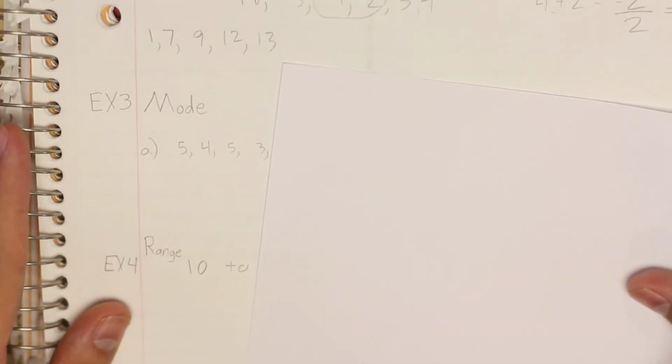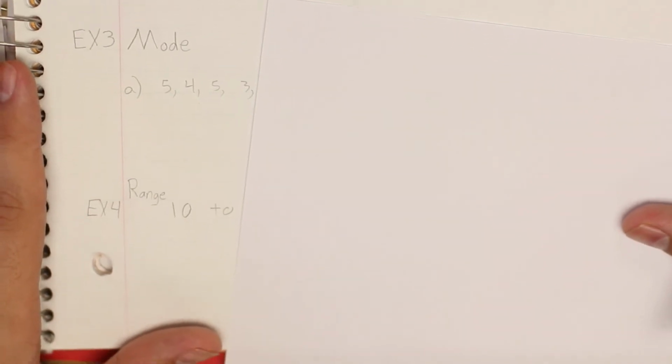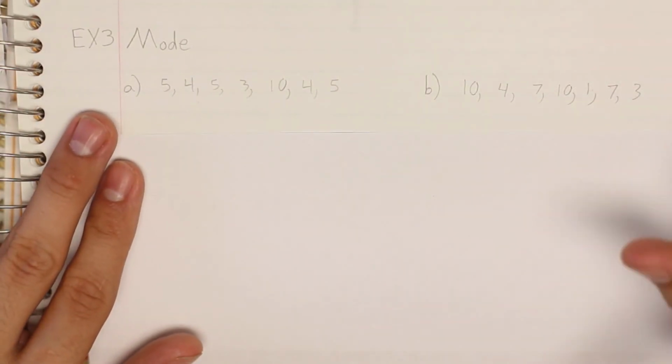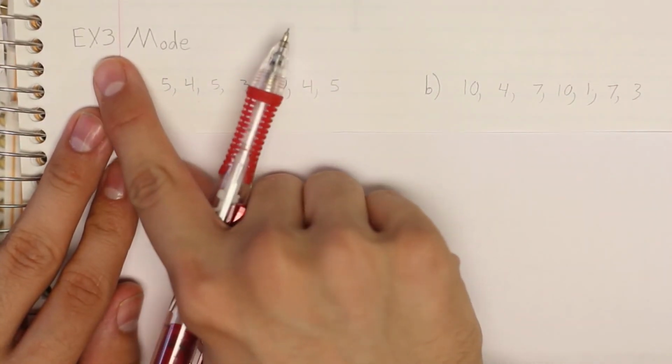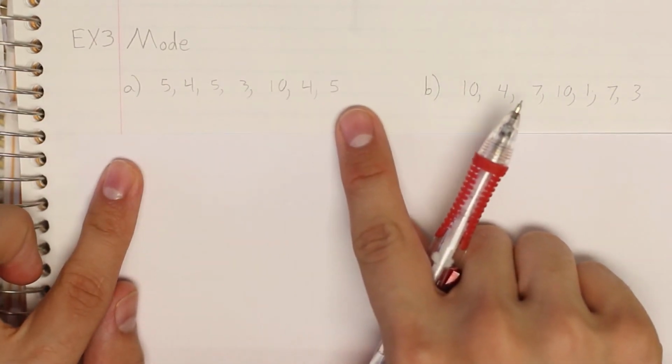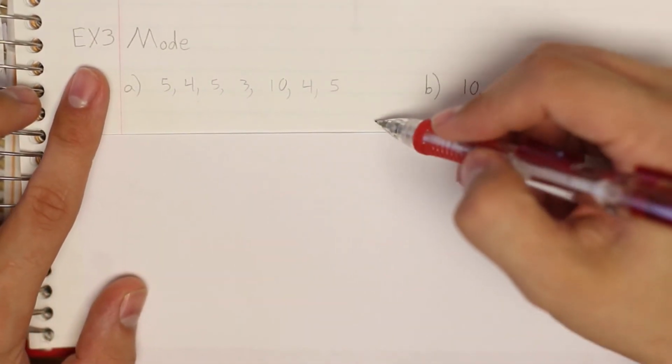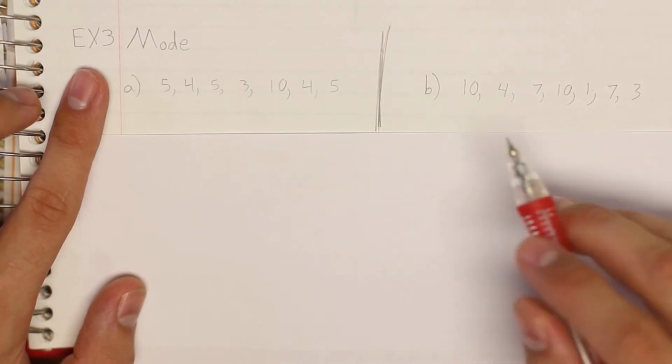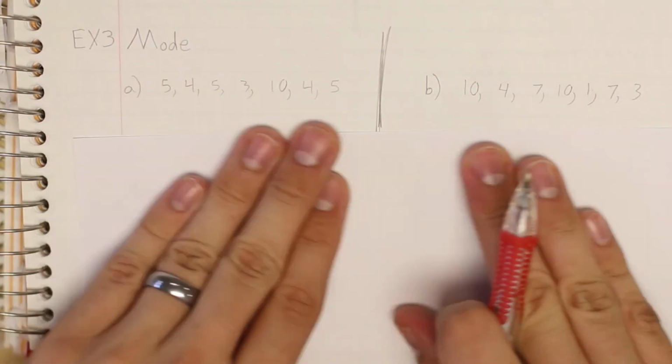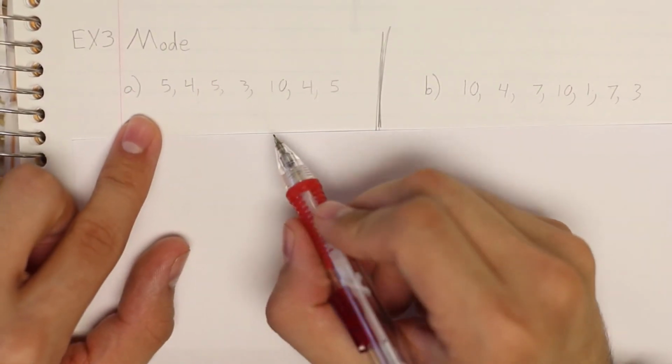Okay, the mode is probably the easiest one to find, but it's also real easy to make some mistakes on, so please pay close attention. Here, for our first example, we have example 3A, okay? So that's all of this right here. I'm gonna put a line right here so you can see that those are separate, okay? So, here we have mode.